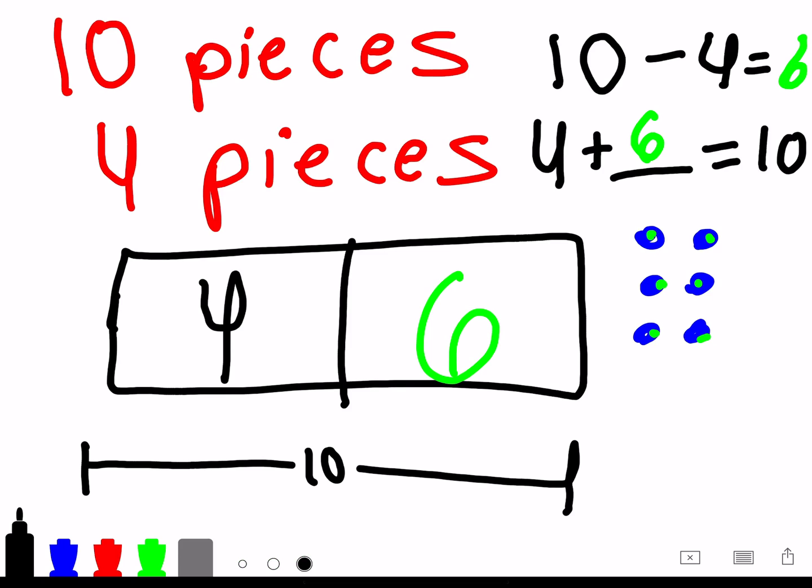I'm going to try to draw the number line very small, but I don't think we have enough room, so I'll show us a different example. But yes, 4 plus 6 equals 10, and then 10 minus 4 equals 6. So part plus part equals the whole, and the whole is the biggest number. I want you guys to remember it. The number at the bottom of the part whole model is going to be the biggest number.